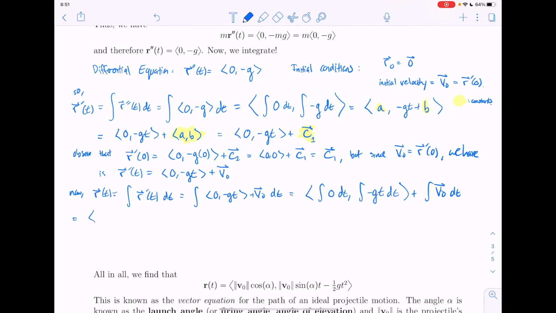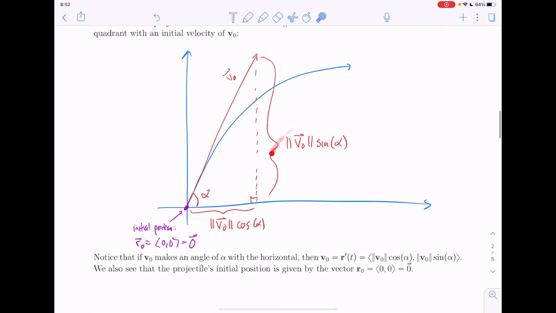This is going to turn into, let's see, the integral of 0 is going to be another constant. So let's go with C this time. The integral of this object here, taken with respect to t, is going to be negative 1/2 gt squared plus a constant. Let's call it d. Plus, what happens here? Well, remember, v naught has its own components. We know that up here. But each of these are just numbers.